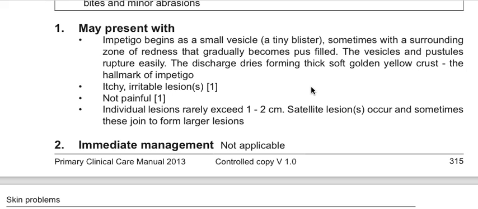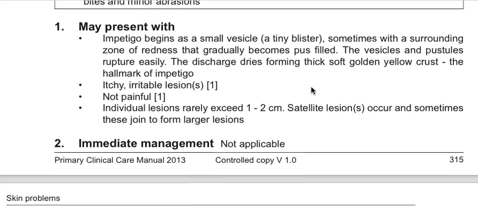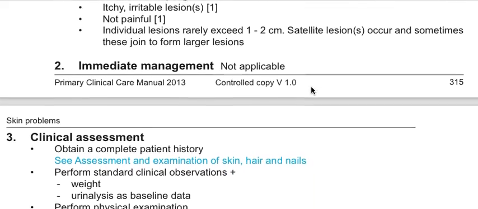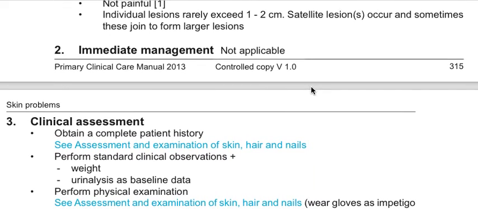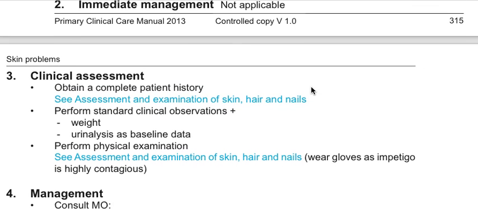Generally it presents as a small vesicle, maybe a tiny blister, sometimes with a surrounding zone of erythema that gradually becomes pus-filled. The vesicles and pustules rupture easily. The discharge dries, forming a thick, soft golden yellow crust, which is the hallmark of impetigo. It can also present with itchy, irritable lesions, not painful, and individual lesions rarely exceed 2 centimeters. Sometimes you can get satellite lesions and these can join to form larger lesions.